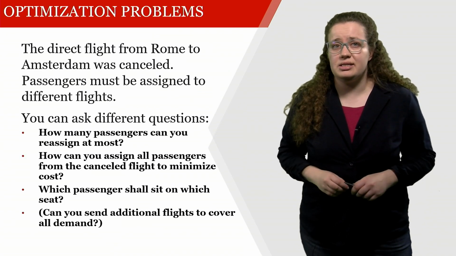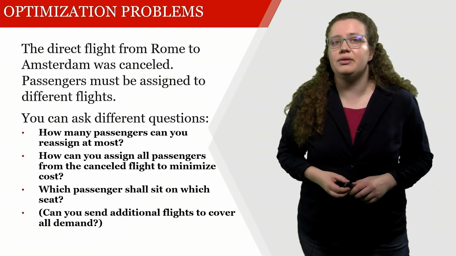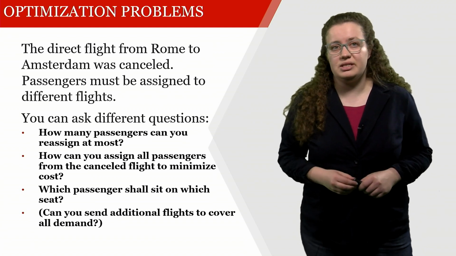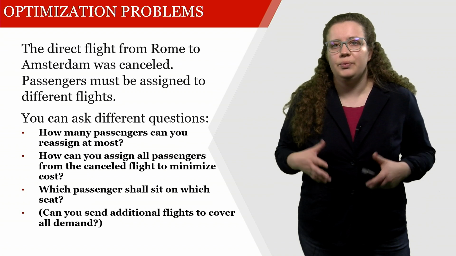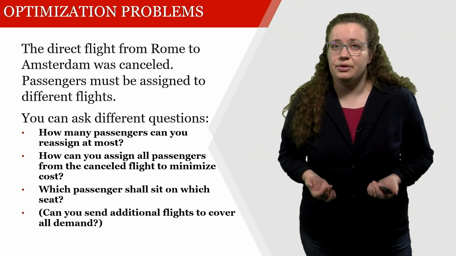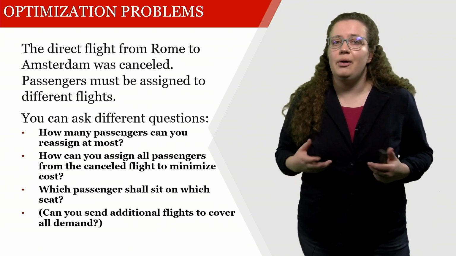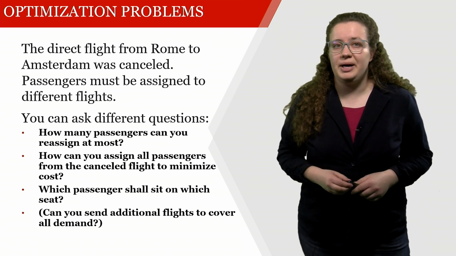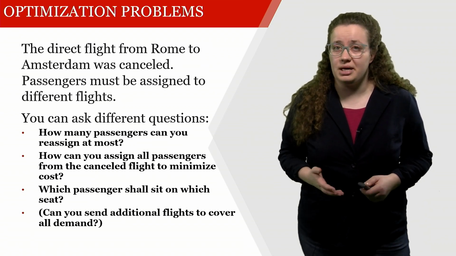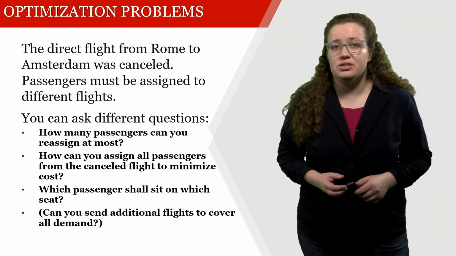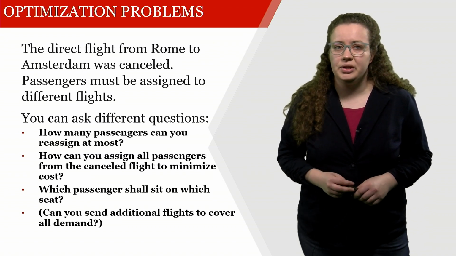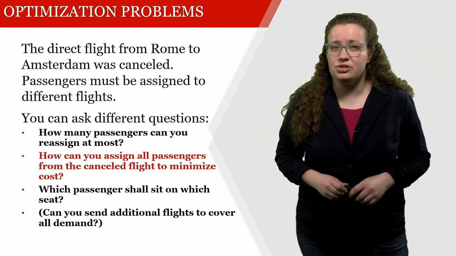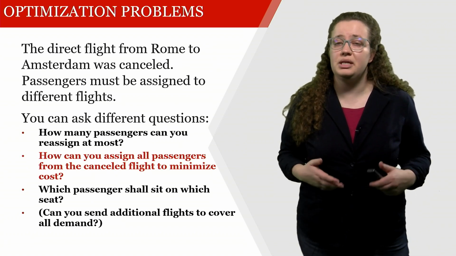This airline now has an issue because their direct flight from Rome to Amsterdam was cancelled, and passengers must be reassigned to different flights. Within this context, you can ask multiple different questions. So first of all, how many passengers can you reassign the most? How can you assign all passengers from the cancelled flight to minimize cost? And which passenger shall sit on which seat? Today, we're going to look into the second question. How can you assign all passengers from the cancelled flight to minimize cost?